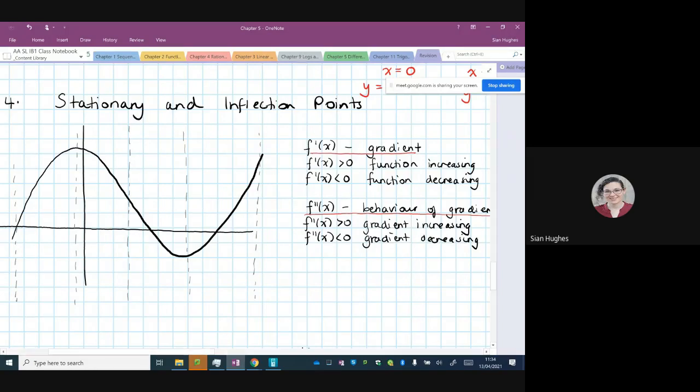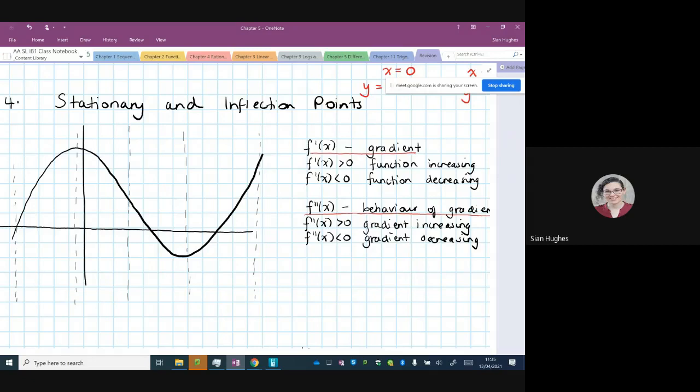So the first derivative represents your gradient. If it's positive, it means your function, that is the y values of your function, are increasing. If it's negative, then your function is decreasing. And if it's zero, then your function is momentarily what we call stationary. So its y values aren't changing. You might describe that as the function looking flat.